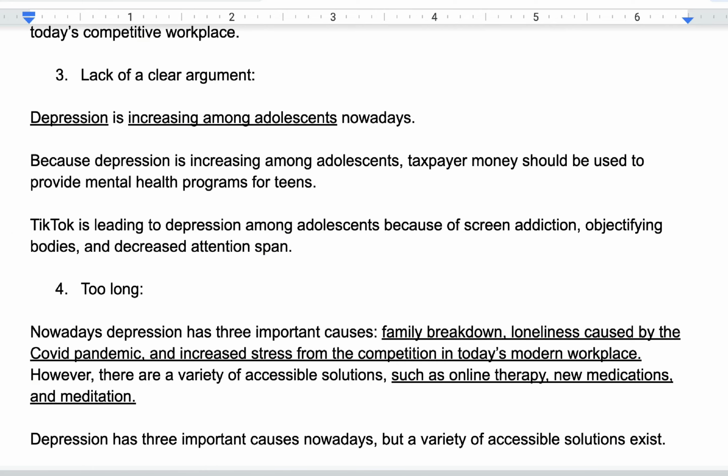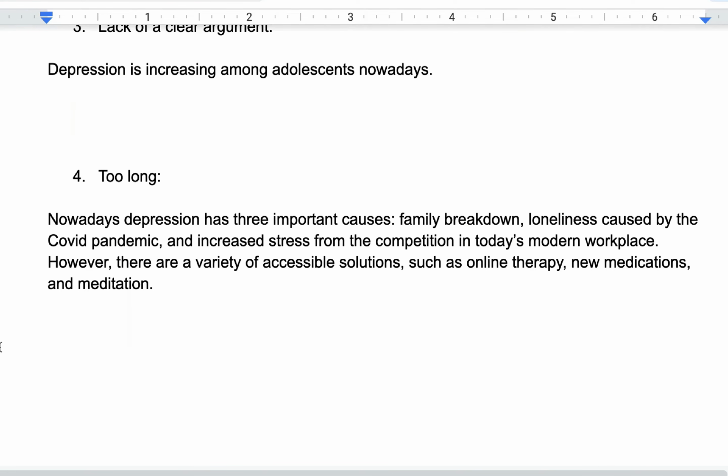Okay, let's look at the last problem. The thesis statement is too long. For example, nowadays, depression has 3 important causes: family breakdown, loneliness caused by the COVID pandemic, and increased stress from the competition in today's modern workplace. However, there are a variety of accessible solutions, such as online therapy, new medications, and meditation.